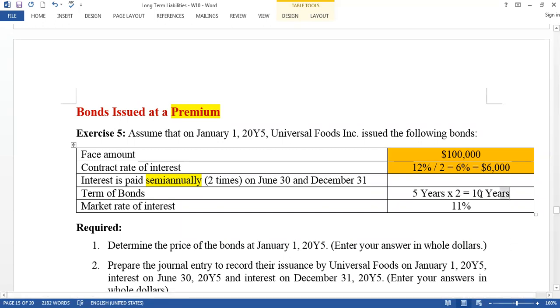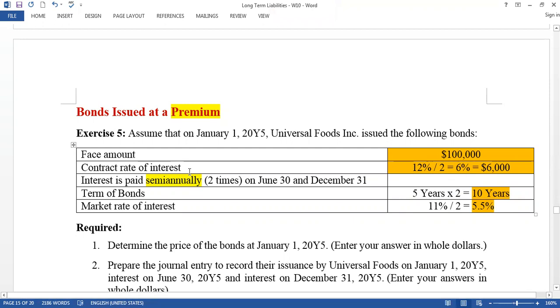Compounded time period now 10 years. So we find the compounded time period. Now we have to convert the compounded market interest rate. As it is semi-annually, divided by 2, we get 5.5%. So we find this information.